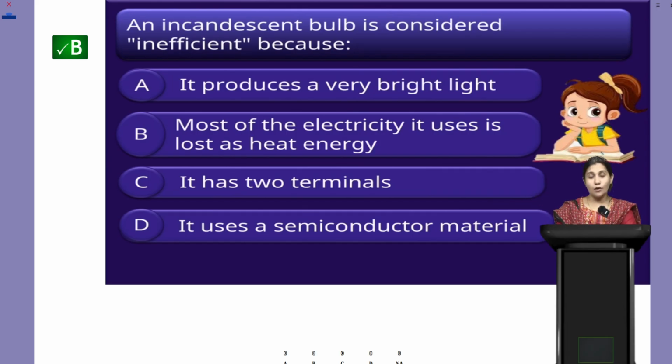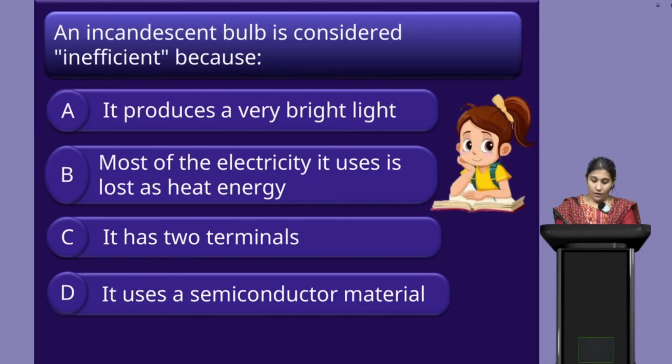It has two terminals. Yes, obviously the bulb has two terminals, but because of two terminals it is not inefficient. It uses a semiconductor material? No, till now we have not come to the semiconductor part, so it does not use a semiconductor material. If it did, we wouldn't consider it an inefficient part. So the correct option is: most of the electricity it uses is lost as heat energy.